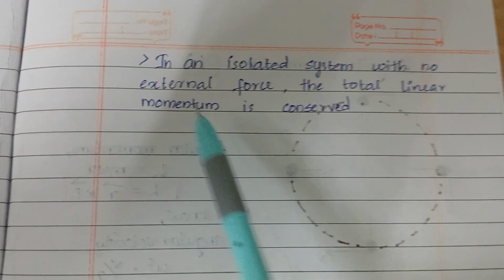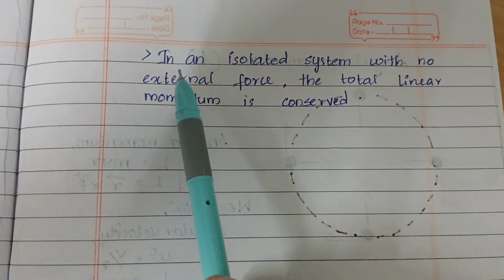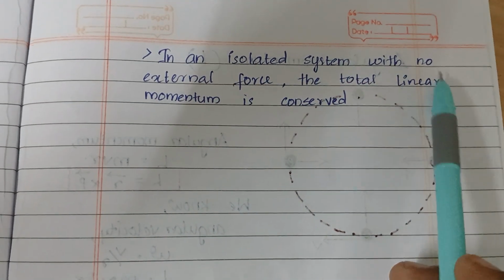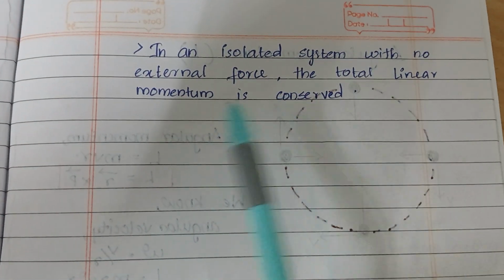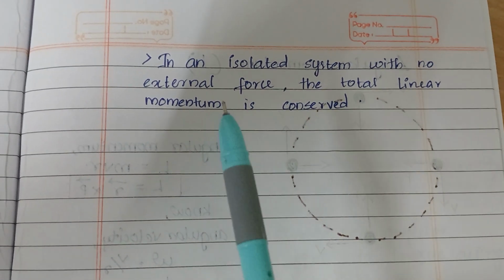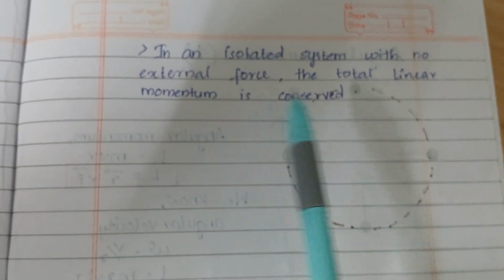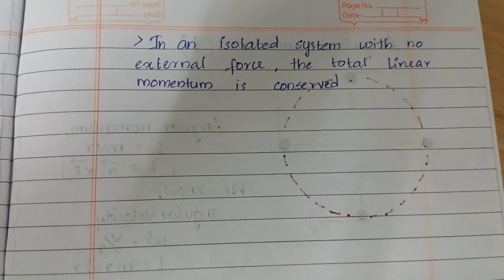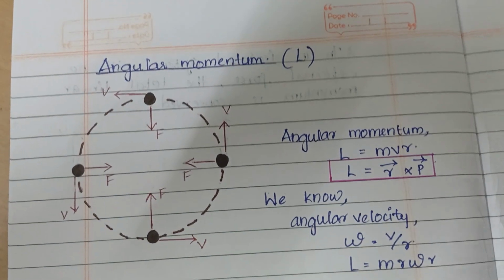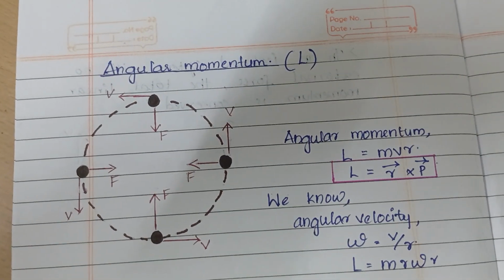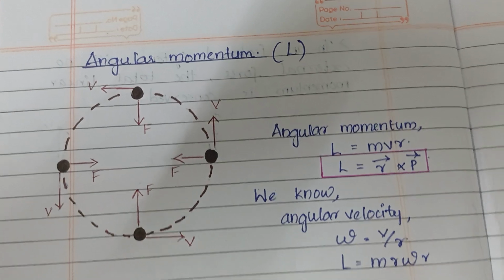motion. This is the next property which says that in an isolated system with no external force, the total linear momentum is conserved. This is called the law of conservation of linear momentum. That's all about linear momentum, and now we are moving to angular momentum.